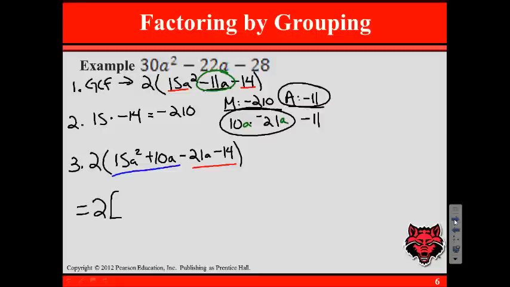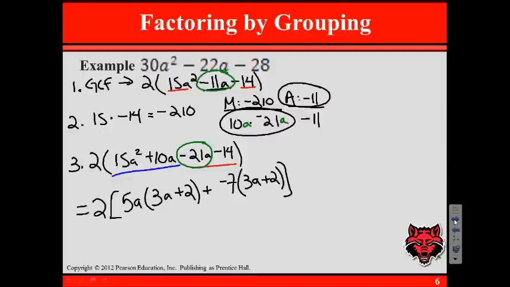So in the first group, the 2 terms underlined in blue, they have a 5a in common. We factor out 5a and we are left with 3a plus 2. The next 2 terms, remember, if the first term in a group is a negative, we factor out a negative as well. So plus, negative, they have a 7 in common. Factor out negative 7. We're left with 3a plus 2. And we know we're on the right track because our binomials match.